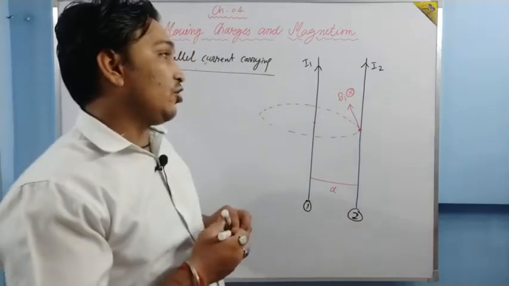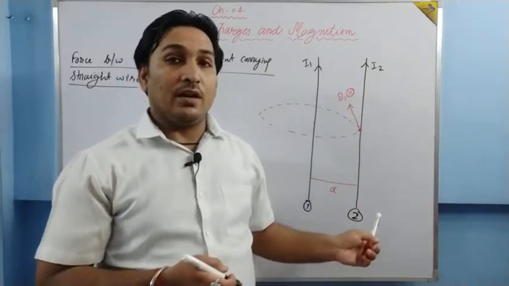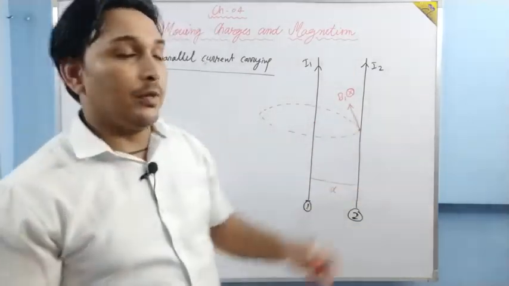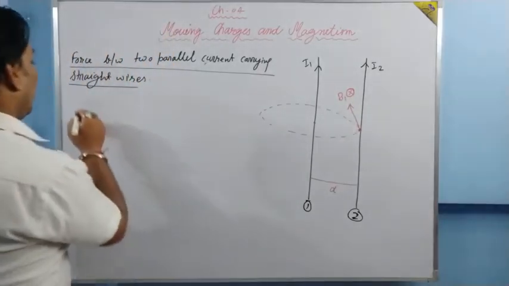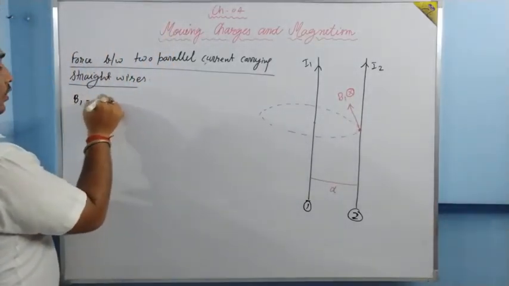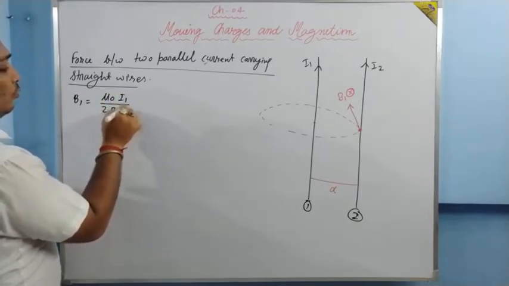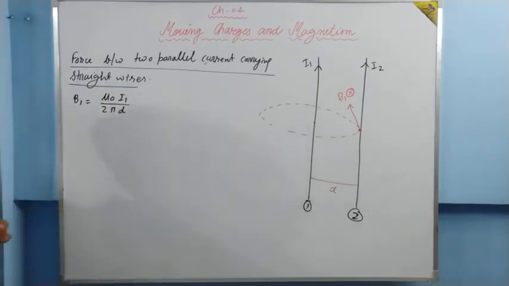So at each point of the second wire, there will be a magnetic field, and the magnetic field will be inward. What will be the value of that magnetic field? The magnetic field is given by mu naught I1 upon 2 pi d. This is the formula for the magnetic field due to a straight wire.